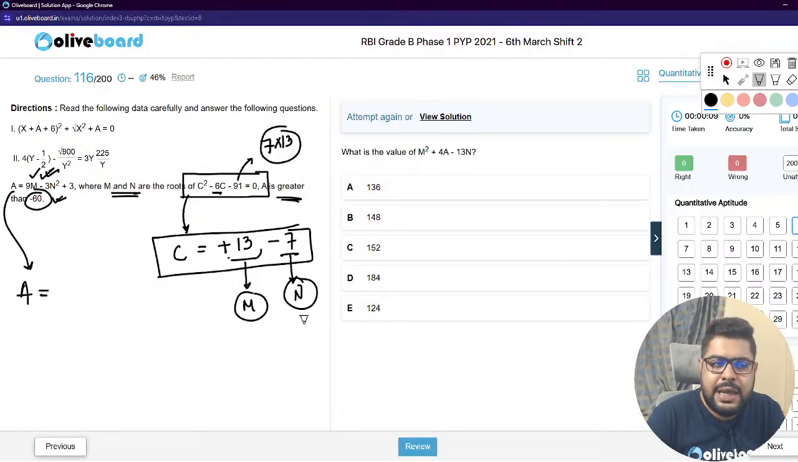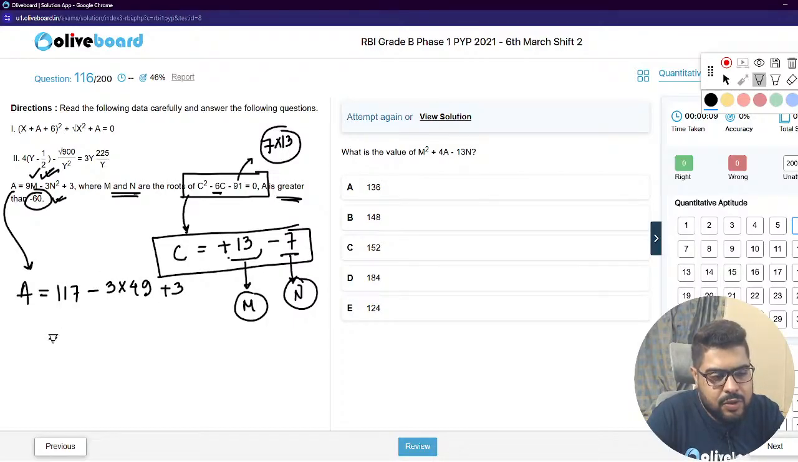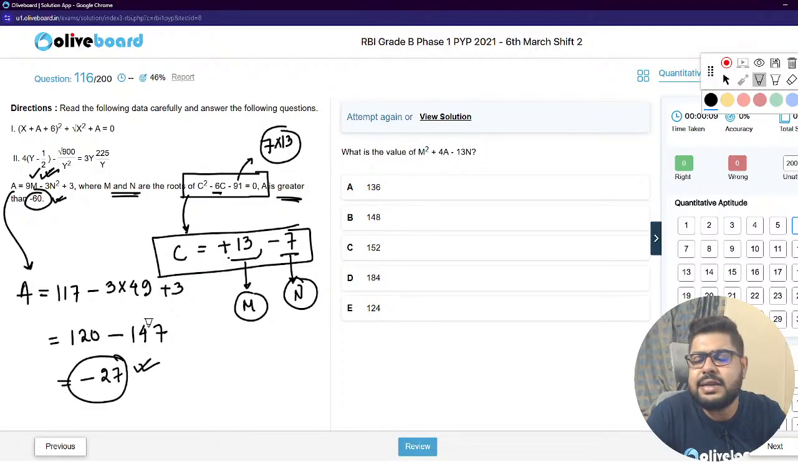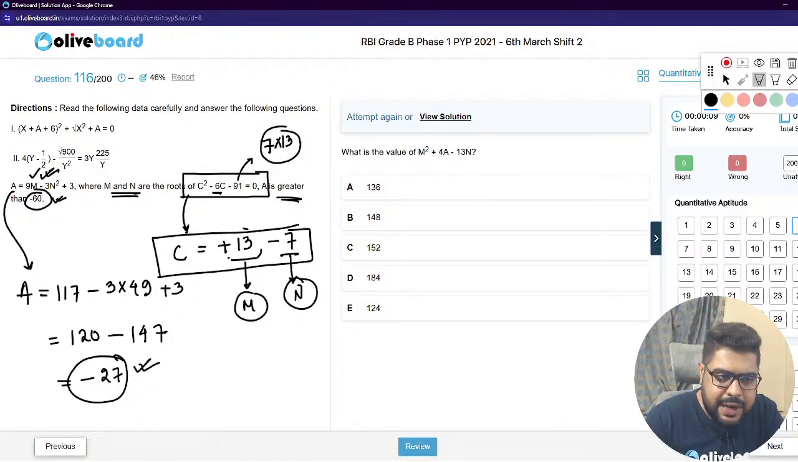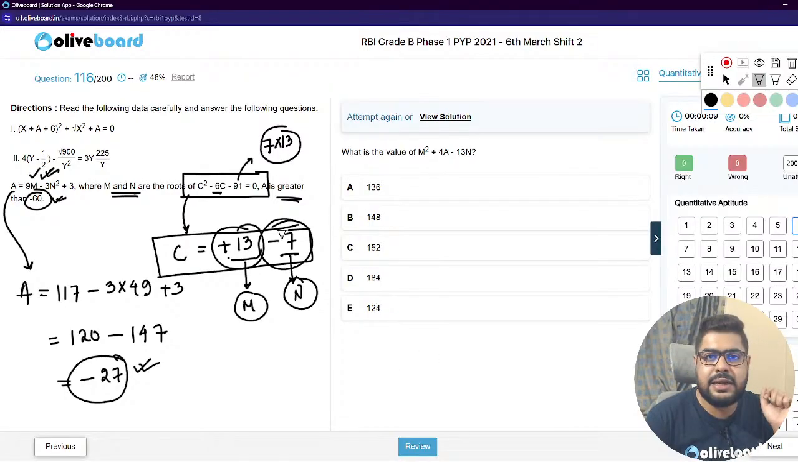Let's check the value of A, sir. 9 into M, 9 into 13, sir, 9 into 13 is 117, minus 3N square, 3 into 49 plus 3, so this is 120 minus, how much is this, sir, 3 times 49 is 147, so it is -27. Yes sir, the condition is getting satisfied, A is greater than -60, so the value we took is correct. You see how I have thought.